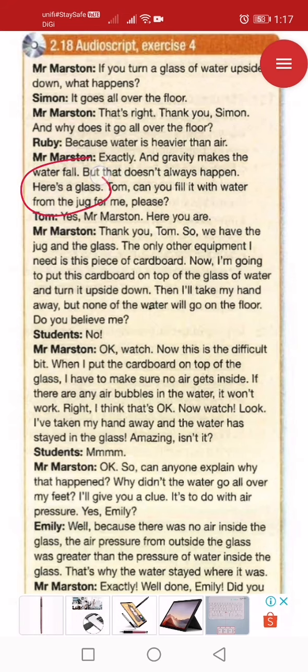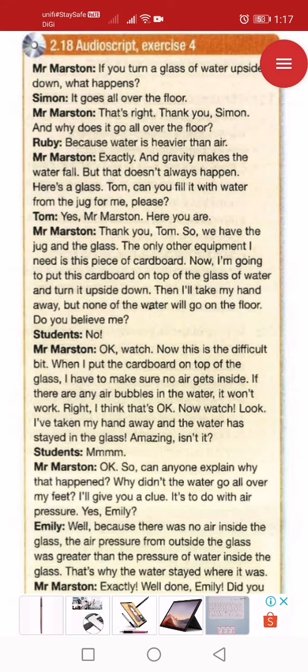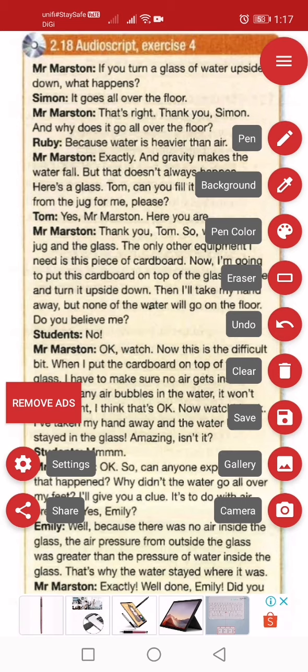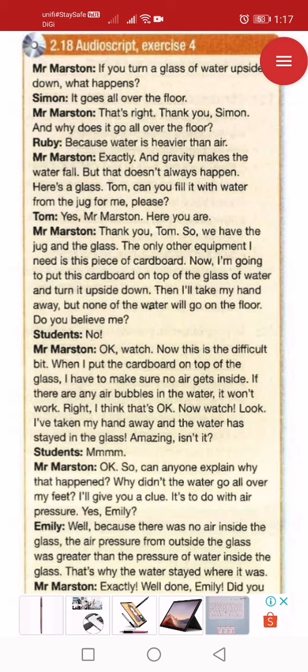Here's a glass. Okay, tengok sini. Sini ada satu gelas. Tom, can you fill it with water from the jug for me? Kamu boleh isi air daripada jug itu? Then Tom says, yes, Mr. Morrison, here you are. Okay, nah, here you are tu, inilah, nah, ini, itu maksud dia. Okay, dia sudah isi, lepas dia cakap, nah cikgu ini. Yang nah itu bermaksud here you are. Okay, so cikgu tu cakap, thank you Tom.